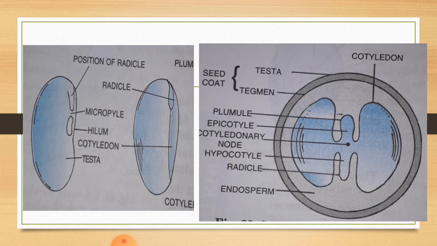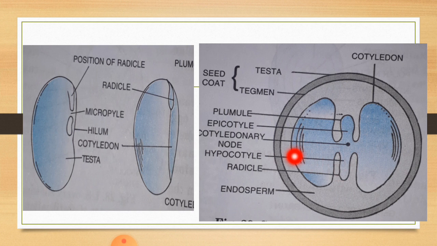The part of the embryonic axis between the radicle and the cotyledonary node is known as the hypocotyl. This is the radicle and this is the cotyledonary node. The part between these two is known as the hypocotyl.